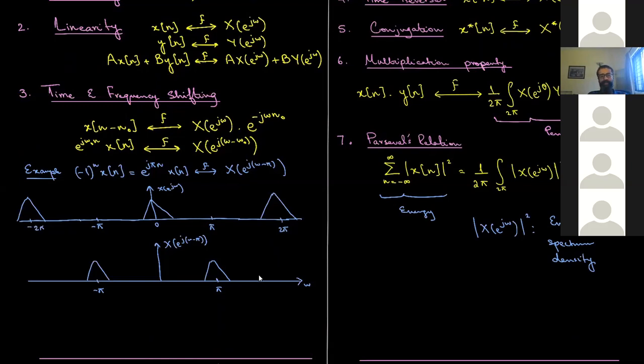So if I just multiply this again with minus 1 raised to power n, this is further shifted by pi, ये copy 2 pi पे चली जाएगी. But since this is periodicity, 2 pi वाली copy 0 पे भी होनी चाहिए, right? So the same copy actually appears at 0 as well.